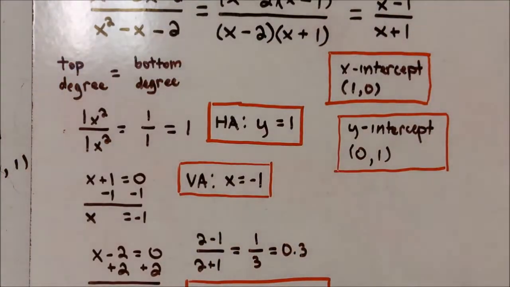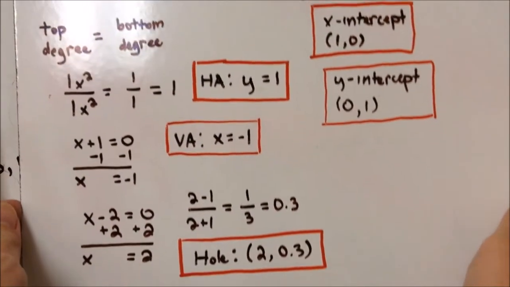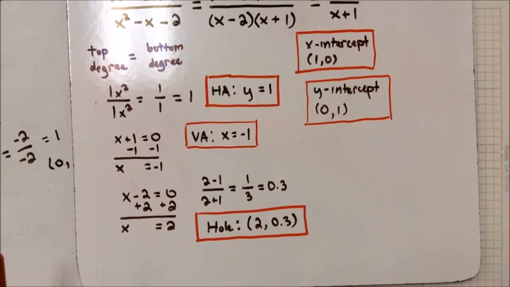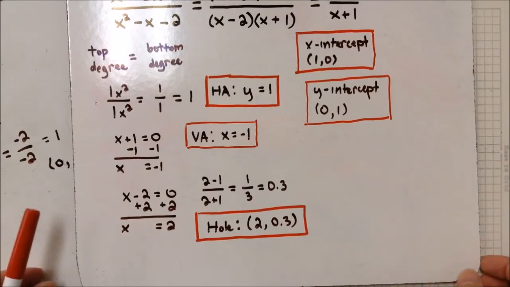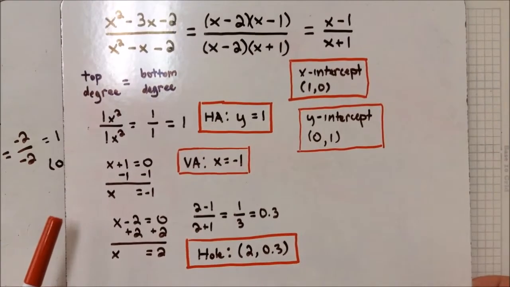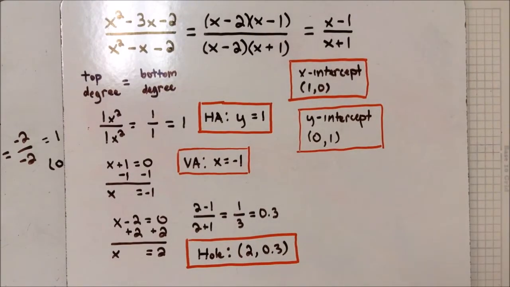Alright, so we got x-intercept, y-intercept, horizontal asymptote, vertical asymptote, and a hole. Now, next is we just need some more coordinate points. So lucky for us, we have one vertical asymptote. So that means we just need 2 points left of the vertical asymptote and 2 points right of the vertical asymptote.